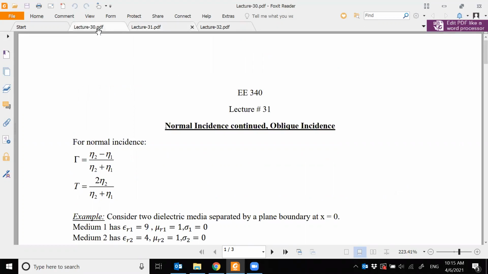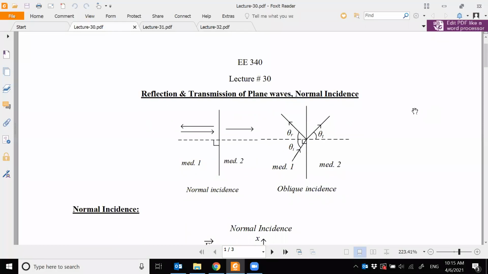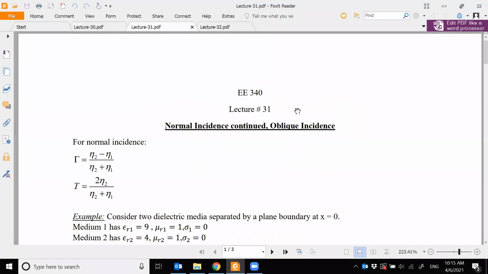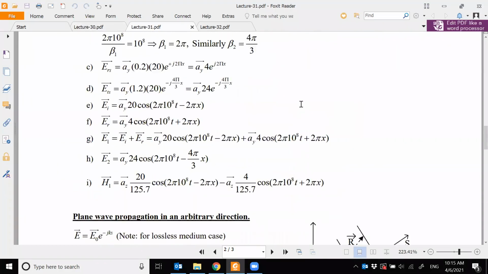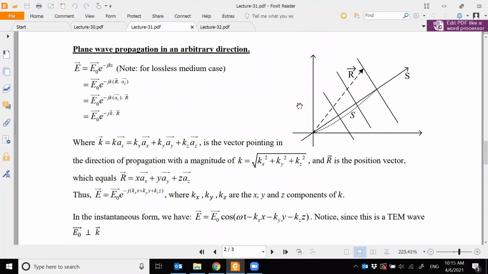Okay, so when we started our reflection and transmission, as I told you, first we were looking at the normal incidence, and second we will look at the oblique incidence. So therefore now we are going to the oblique incidence. Now, to understand the oblique incidence, we will first try to see how we can represent the propagation constant for an electromagnetic wave which is traveling in an arbitrary direction, right?